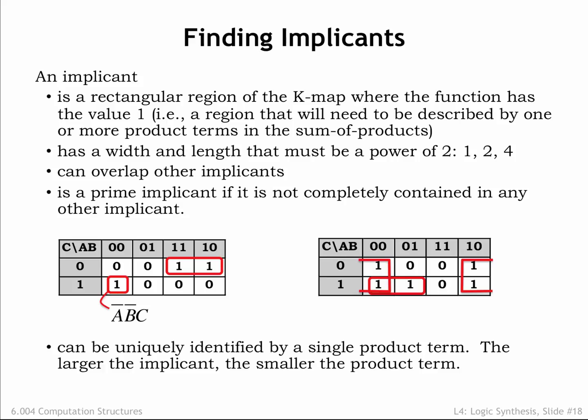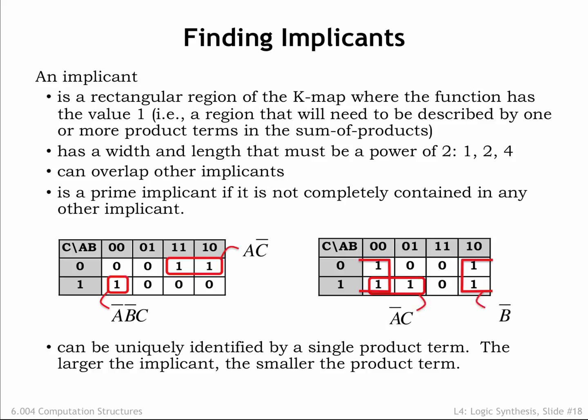an expression that evaluates to true when A is 0, B is 0, and C is 1. How about the 1 by 2 implicant in the upper right-hand corner? We don't want to include the input variables that change as we move around in the implicant. In this case, the two input values that remain constant are C, which has the value 0, and A, which has the value 1. So the corresponding product term is A and not C.